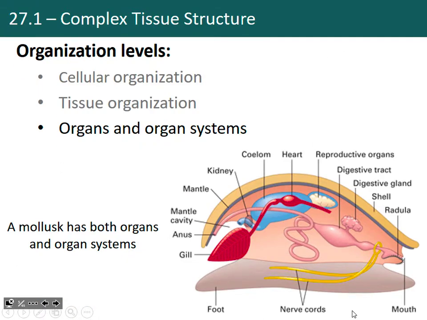Okay, so this is showing you an image of a snail. And inside its body, here's the snail's mouth. Its digestive system is shown in pink, and its anus is over here. Its respiratory system is shown in red. Its reproductive system is white, and the coelom is blue here. The nervous system is yellow.